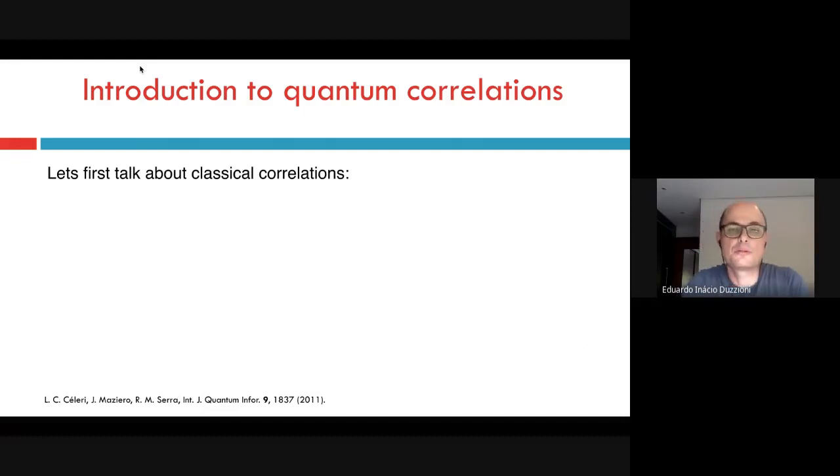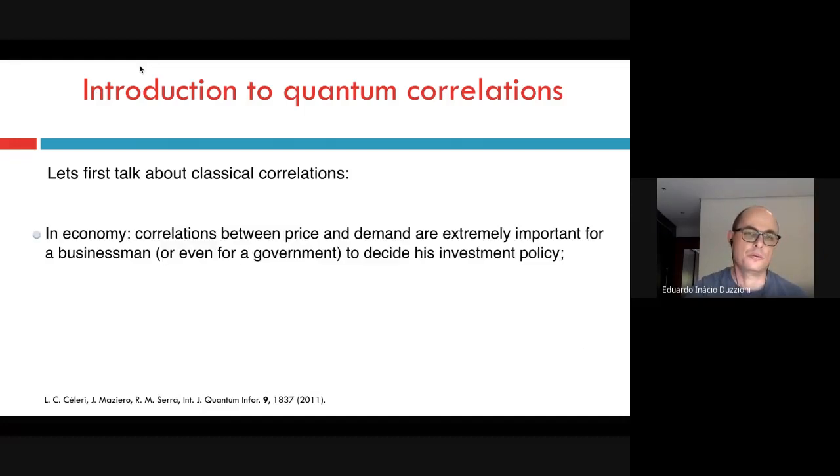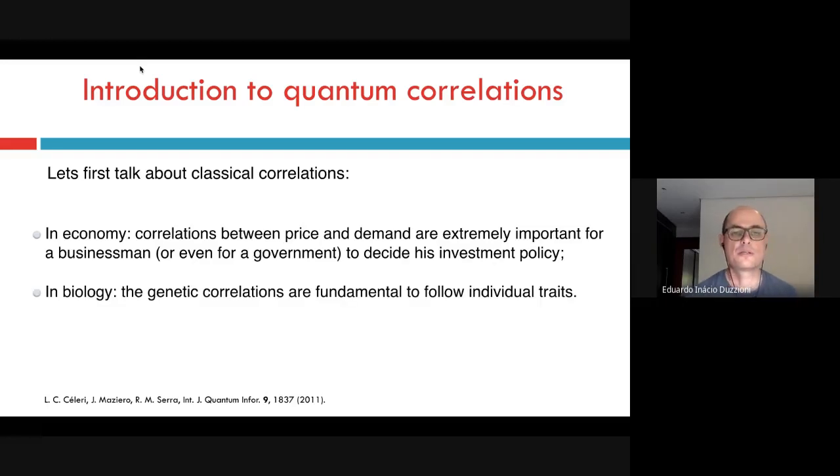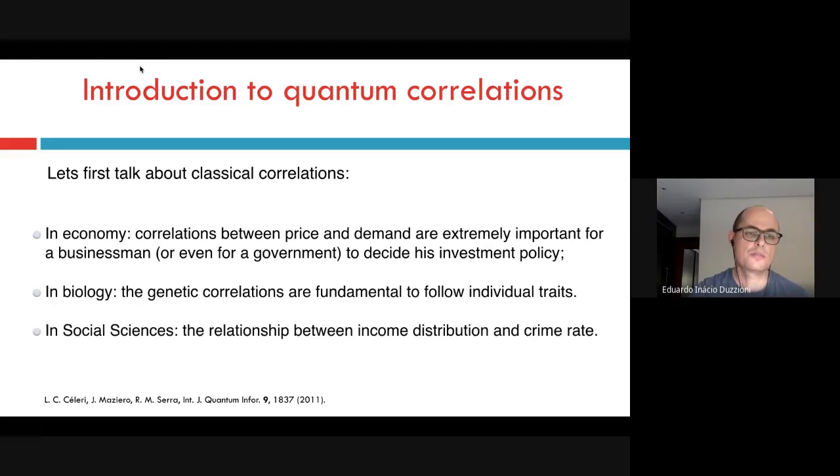Before we talk about quantum correlations, it's important to define what a correlation is. I will talk first about classical correlations in our classical world. For instance, in economics, we may be interested in the correlation between price and demand, which is very important for government or businessmen. In biology, we may be interested in genetic correlations that define individual traits. Another simple example is in social science, where we try to find the relationship between income distribution and crime rate. So these are examples of classical correlations in our world.